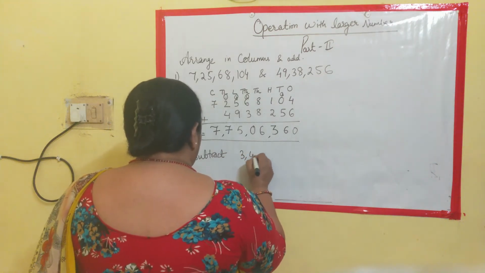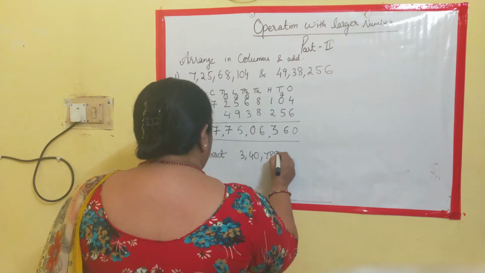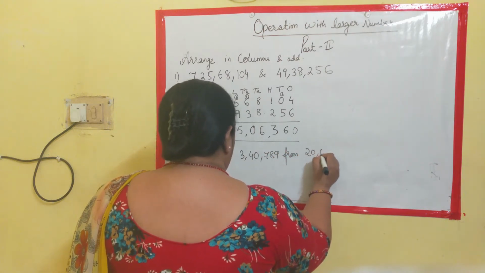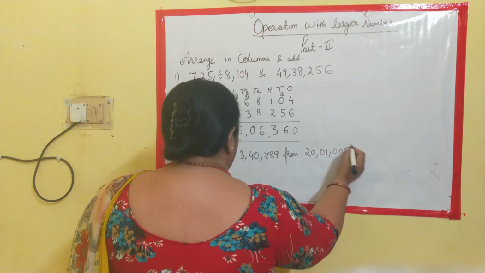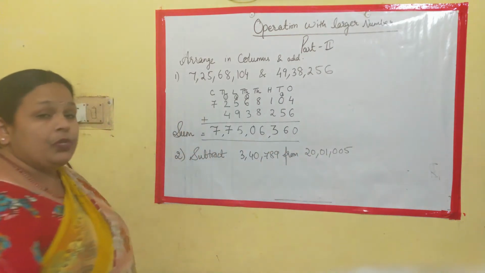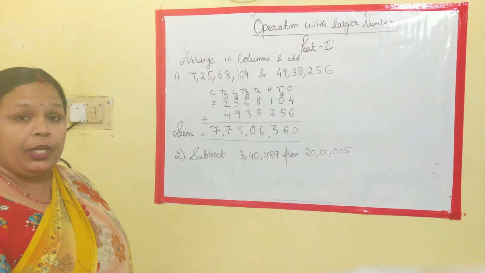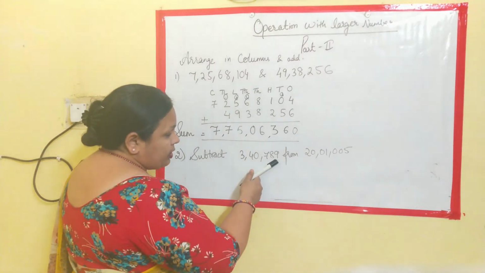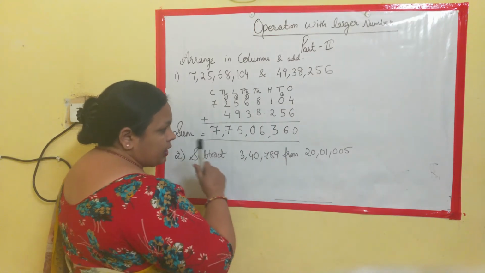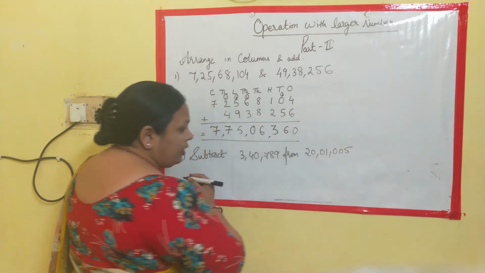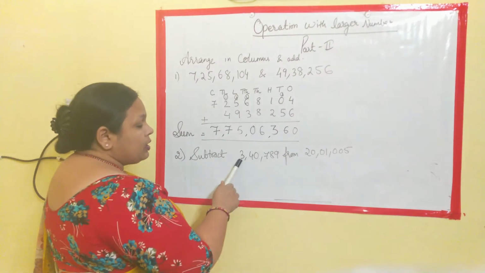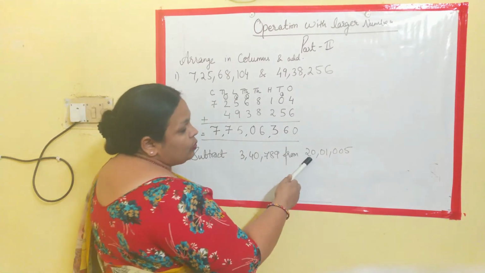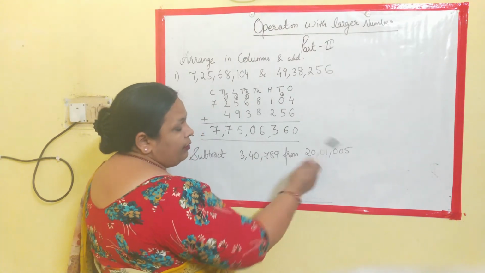Now one more example where we will be discussing subtraction: subtract 3 lakhs 40,789 from 20 lakhs 1,005. Now see, using commas means it becomes very easy to read. This number has 1, 2, 3, 4, 5, 6 digits, whereas here we have 7 digits. If we read, this is 3 lakhs 40,789, whereas this is 20 lakhs 1,005.